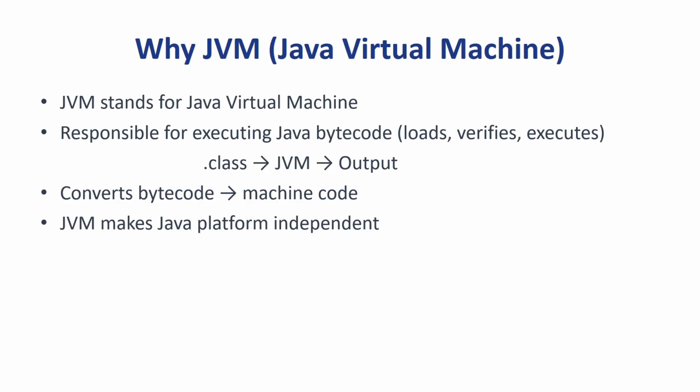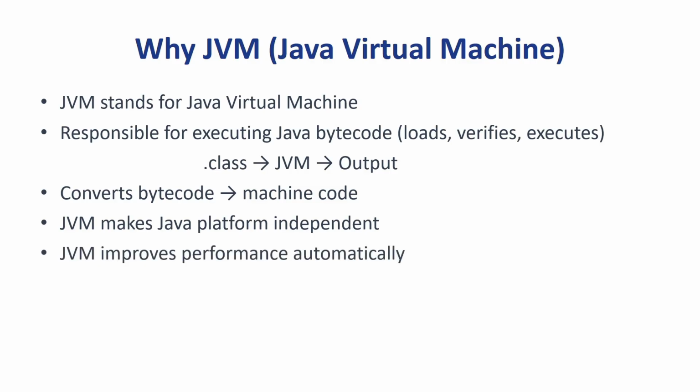So the next is, JVM makes Java platform independent. This we already discussed in features of Java. What does it mean? You write Java code once, compile it once, and the same .class file can run on Windows, Linux or Mac operating system. How? Because each operating system has its own JVM. So Java code is the same, only JVM changes. So platform independent means write once, run anywhere.